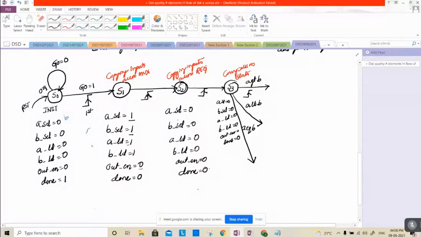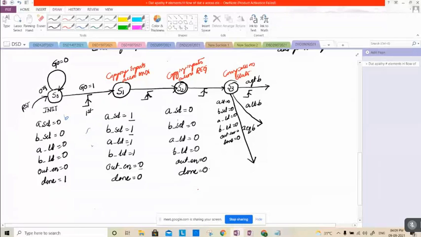Right. Now tell me, A greater than B, A less than B, A equal to B. Are these the outputs of the S3 state or are these inputs of this particular state diagram? Are these values inputs or outputs? Why are they not outputs? The outputs are the A selection, B selection, A load, B load, done value, and out enable.